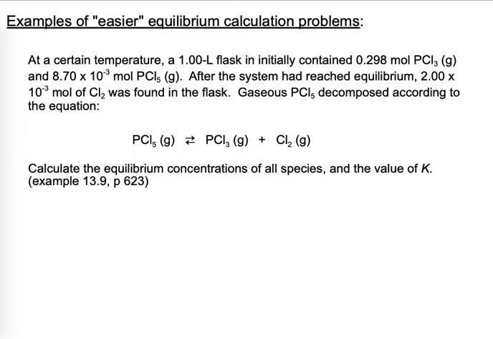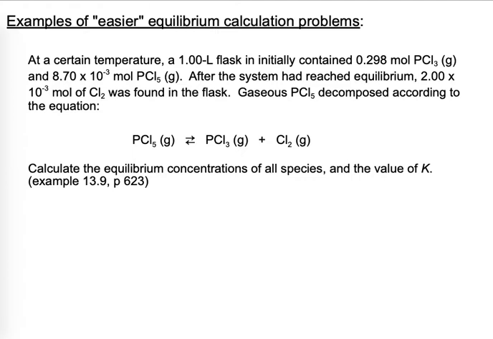So here's an example of an easier problem. We can have phosphorus trichloride and phosphorus pentachloride. After it reaches equilibrium, we see that there is a certain amount of chlorine in the flask. There is the balanced equation, and our goal is to calculate the equilibrium concentrations of everything and then the value of K. So you can see this is what I described as one of the easier types of problems.